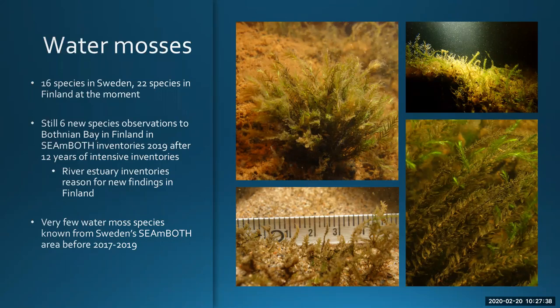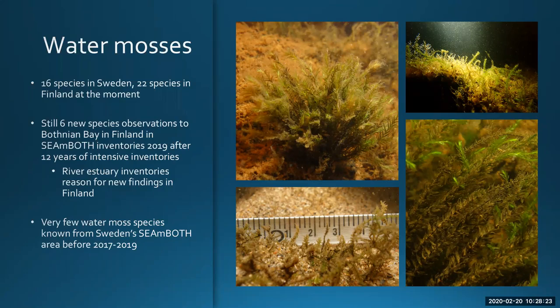But the fact that we still found 6 new species last year on the Finnish side tells us that we still don't know the whole truth about this, because we have been investigating our area very intensively since 2006. So 12 years of field studies, and still last year we found 6 new species. One reason is that in the SEAmBOTH investigations we have gone to the river estuaries, because that's a place where marine biologists don't tend to go, but then terrestrial people won't go there either, or the freshwater people.